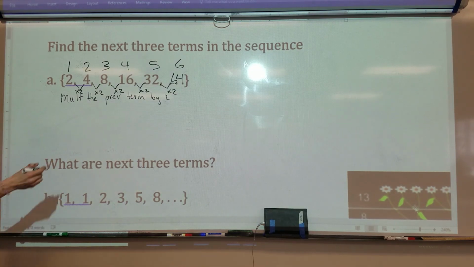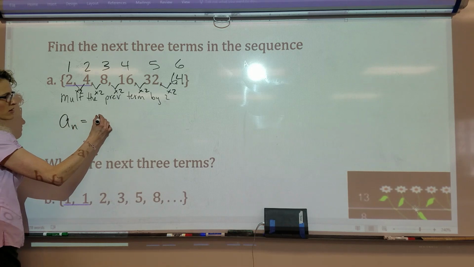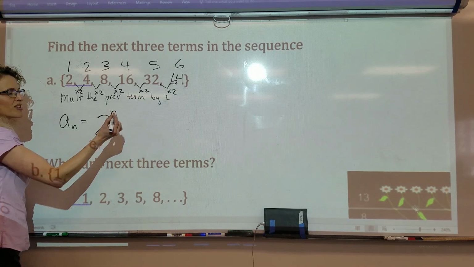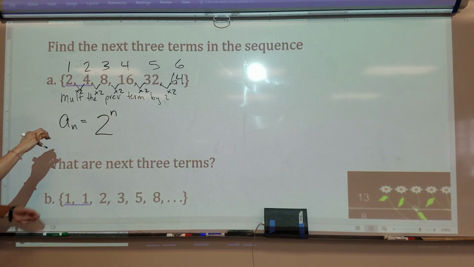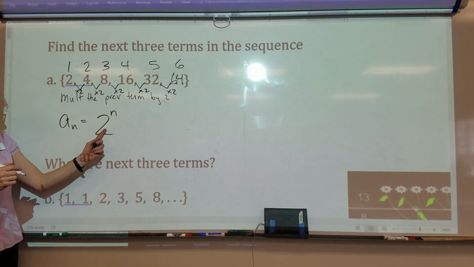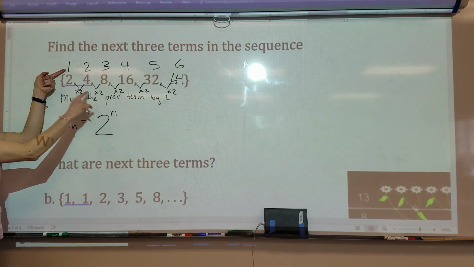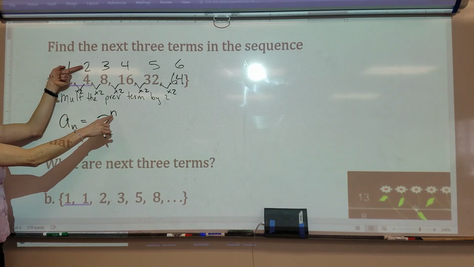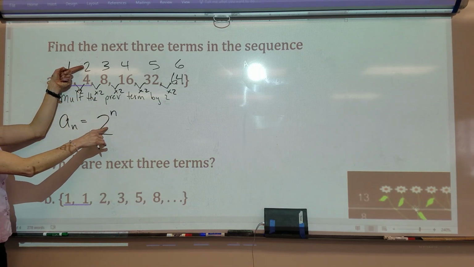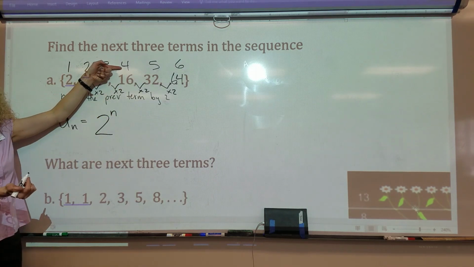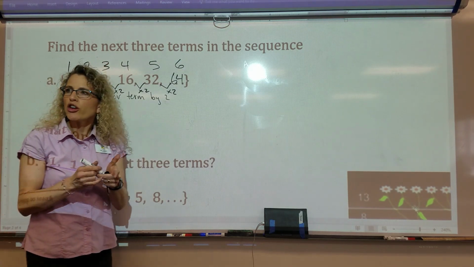Okay, Spencer, what do you see? Well, it's a sub n equals 2 to the n power. You're the only one today that's figured that out. Let's check. Is he right? He knew there's a timesing by 2. So he says the first term would be 2 to the 1. That would be 2. 2 squared would be 4. 2 cubed would be 8. 2 to the 4th would be 16. Great job, Spencer. So be looking for those patterns.